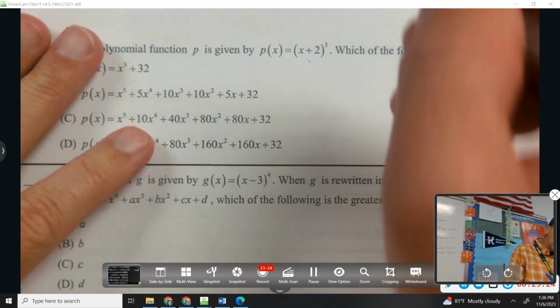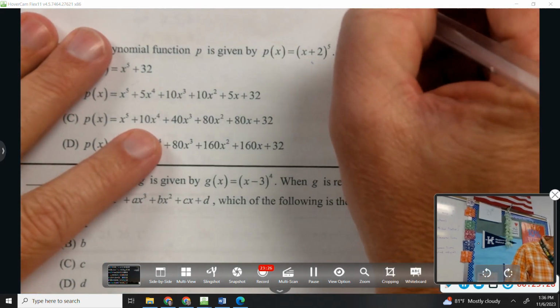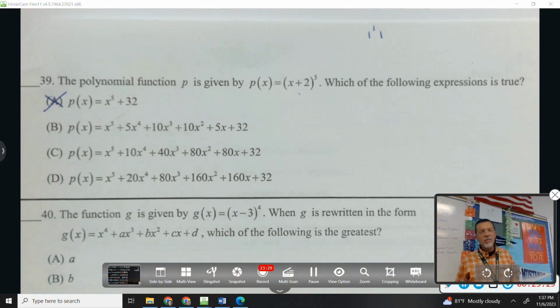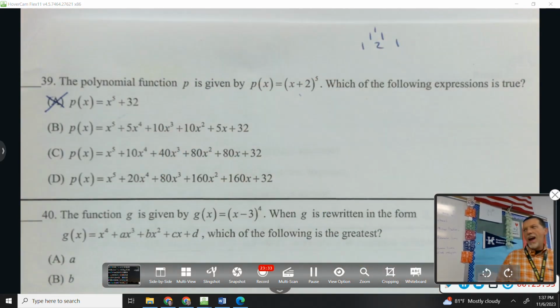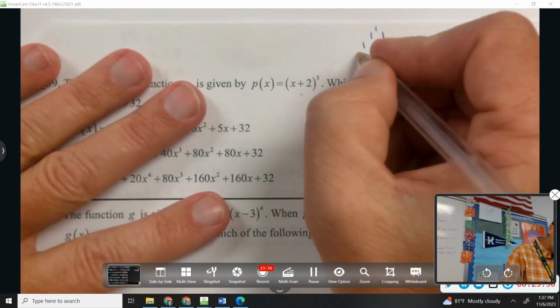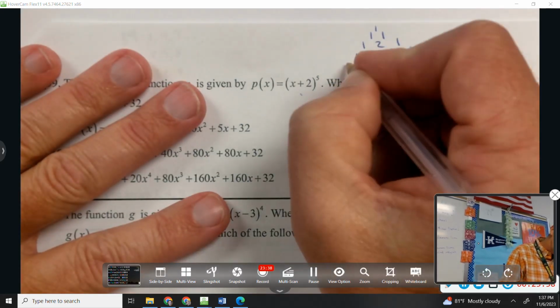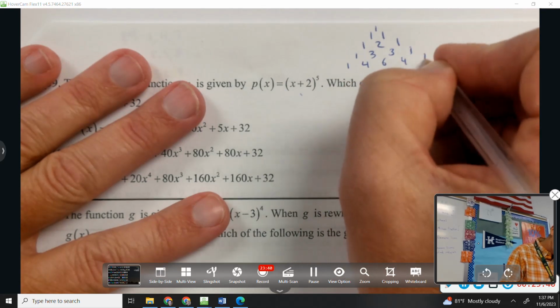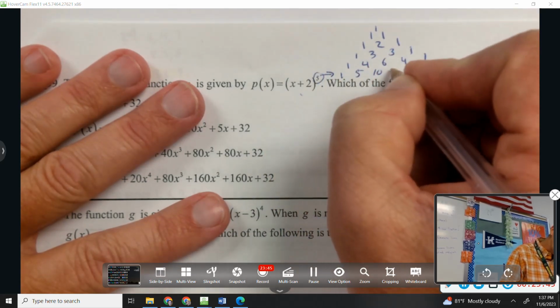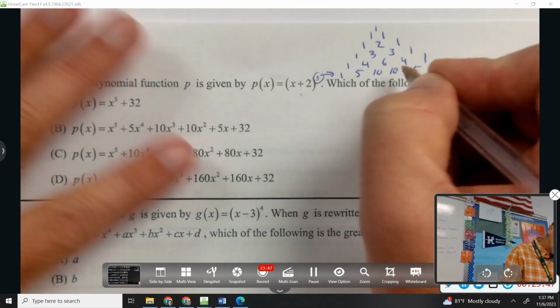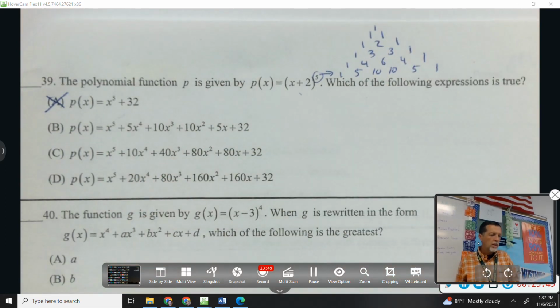I'm going to have to use Pascal's triangle. So if I'm going to build it, I can start with the 3 1s. 1, 2, 1, and then I'm just adding the 2 numbers above to get the number below. And obviously I need to go to 5. So 1, 5, 10, 10, 5, 1. Now, B looks tempting because it's 1, 5, 10, 10, 5, 32. But I don't think that's right.